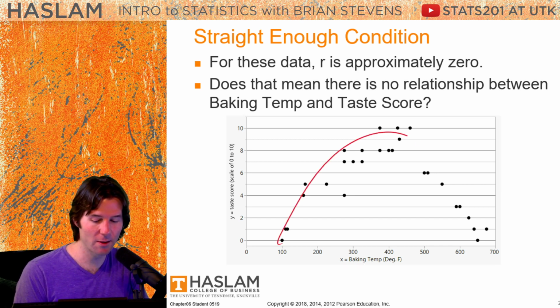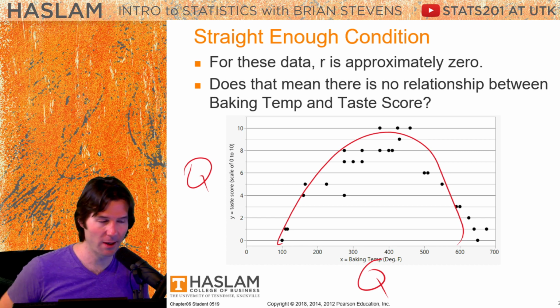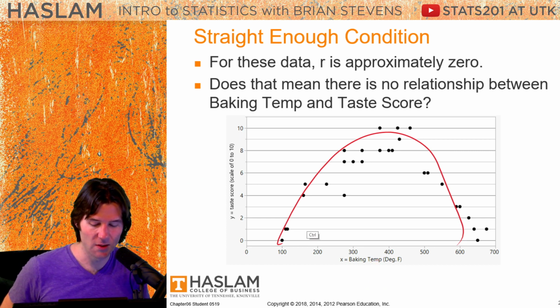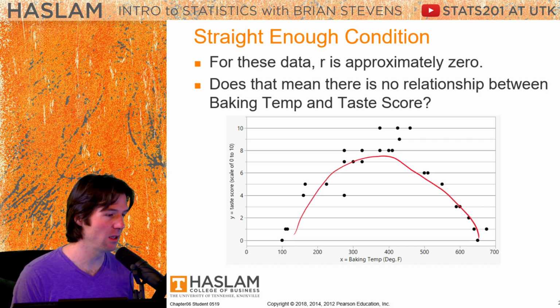This is nonlinear. It is quantitative. There's actually not an issue with outliers right here because everything pretty much follows the form. So it's nonlinear. It's moderate. I would say it's kind of moderate.